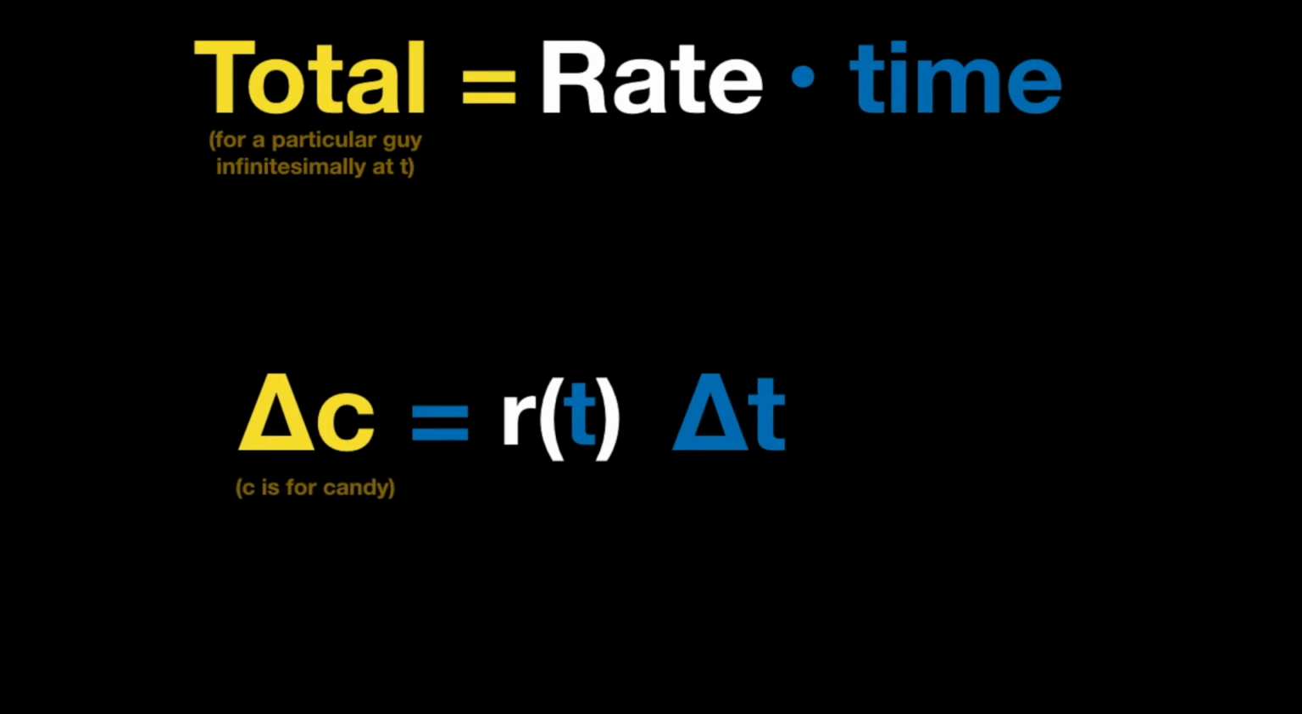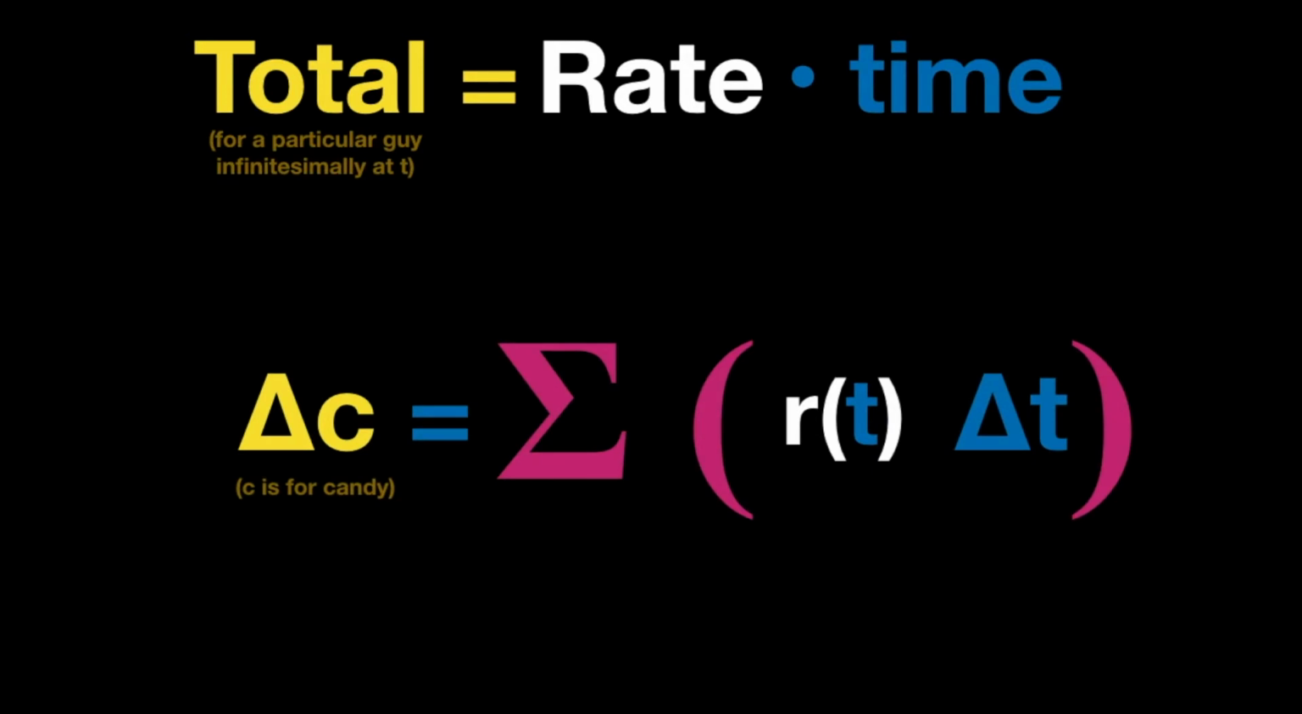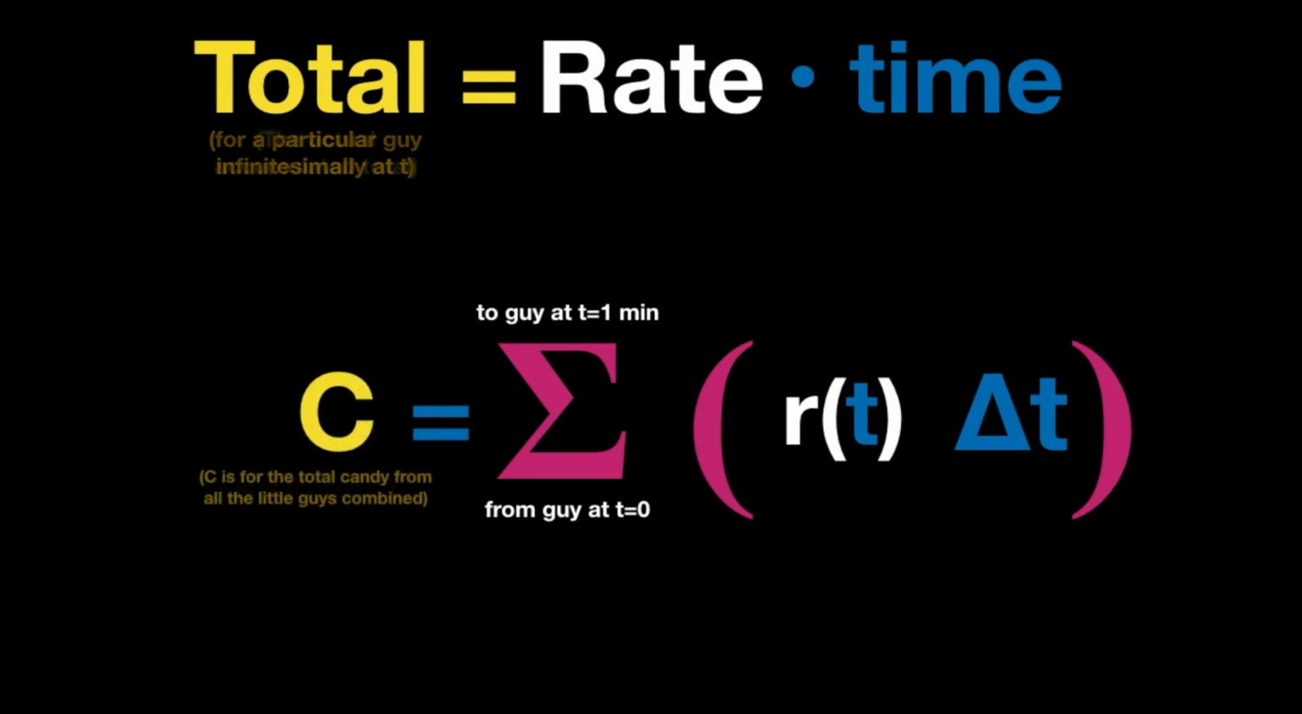Well, if we do this and find the amount of candy each little person is giving us at every point in time between the intervals 0 and 60 seconds and add them all up, we'd exactly get the total amount of candies in the period of time.